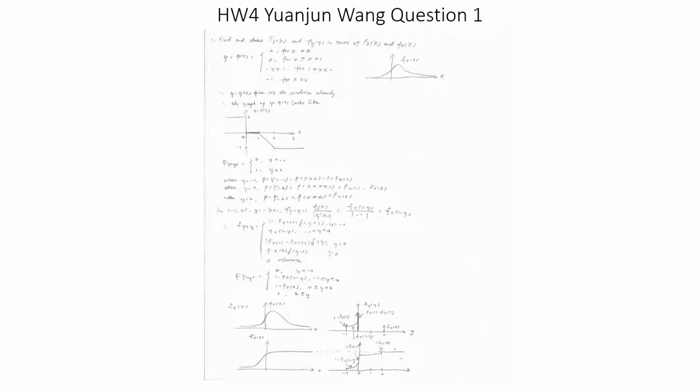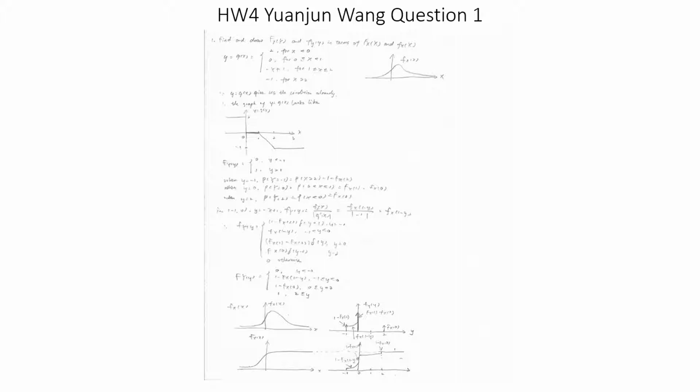And for the capital Fy of y, when y is smaller than negative 1, it is going to equal 0. When y is between negative 1 and 0, it is going to be equal to 1 minus Fx of 1 minus y. When y is between 0 and 2, it is going to equal 1 minus Fx of 0. And when y is bigger than 2, it is going to be equal to 1.